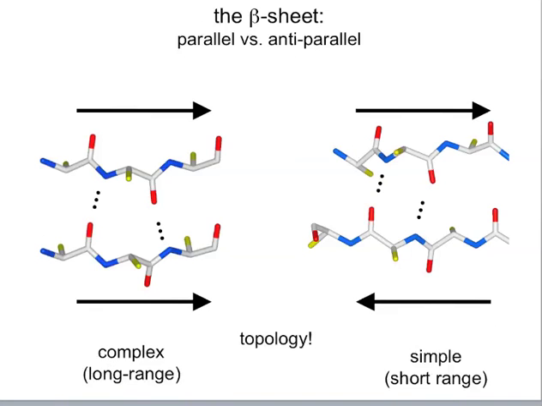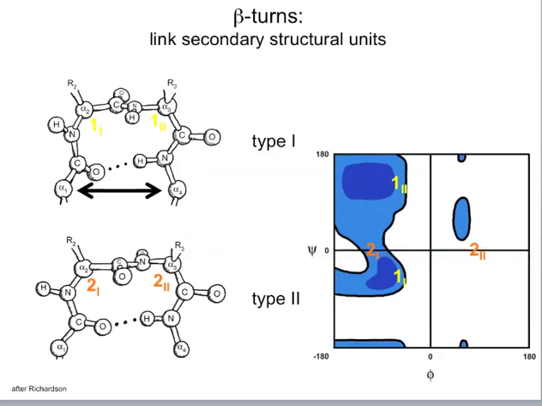That'll come back to haunt us when we talk about folding of proteins and how topology defines the folding of proteins. Okay. In the previous lecture, I mentioned the beta turn as a third kind of structural unit, and really we'll refer to beta turns as linking secondary structural units together.